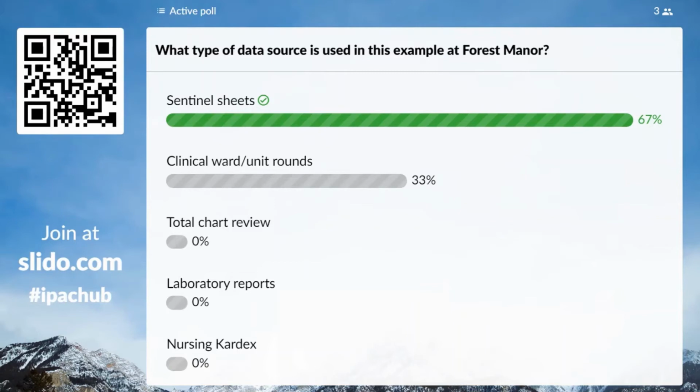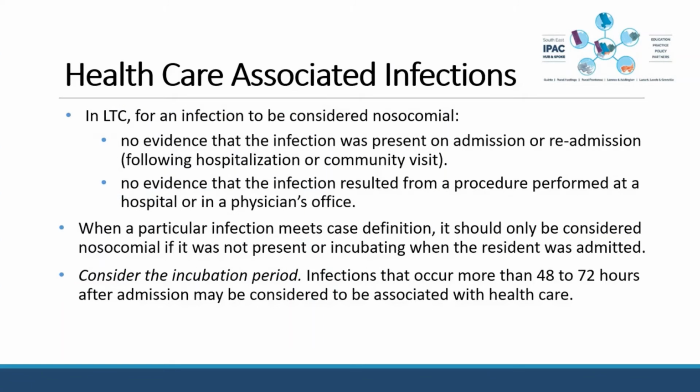This type of data source is when patient care staff complete forms where documentation of possible infections are noted. They're completed on a routine basis, often daily, and limitations are that they're time consuming and they might require additional resources. So good participation, thank you.